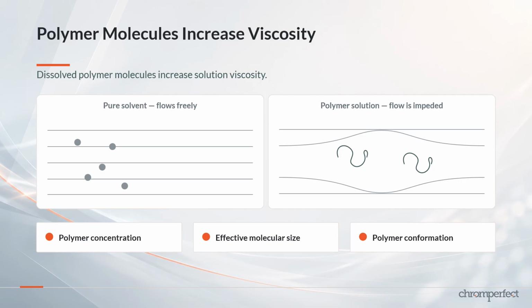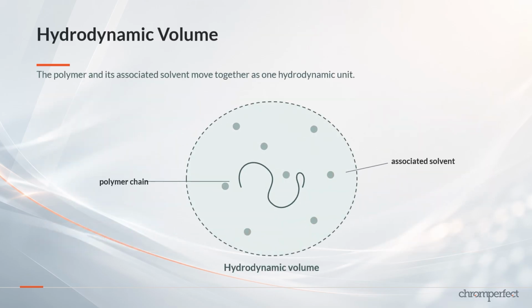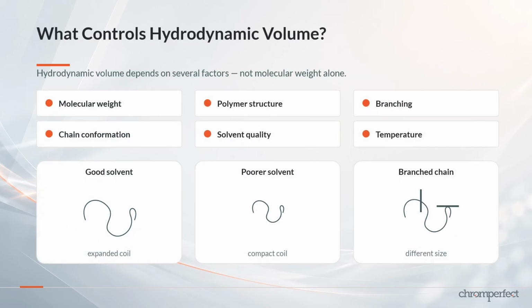A polymer molecule moving through a solvent interacts with and effectively carries part of the surrounding solvent. The molecule and its associated solvent behave as a hydrodynamic unit. The effective volume of that unit is the hydrodynamic volume. Hydrodynamic volume depends upon molecular weight, but also upon molecular structure, conformation, branching, solvent, and temperature.